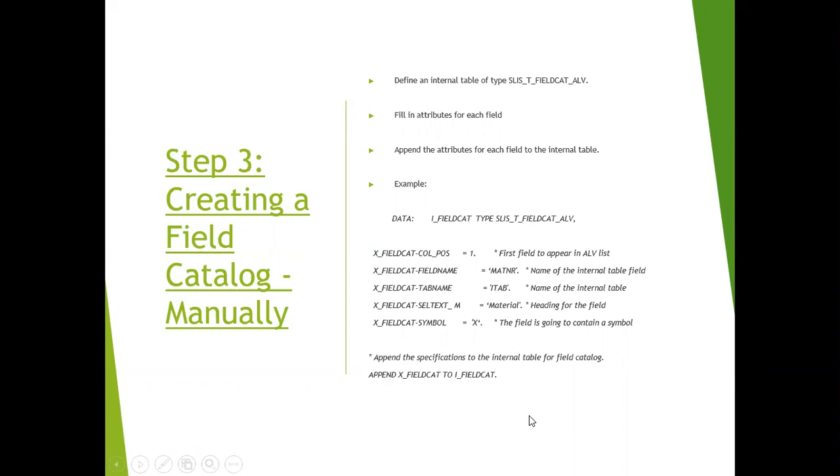I will explain all this, don't worry. One by one, we'll understand this. But just remember, there are two ways of declaring a field catalog: one is manual, and another is automatic.